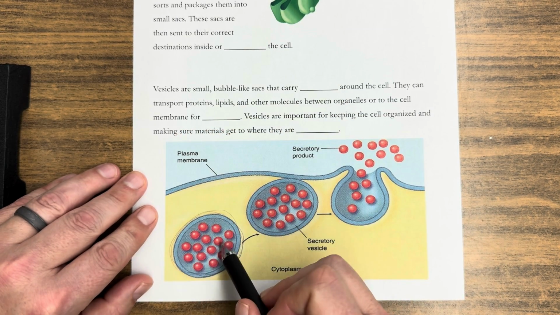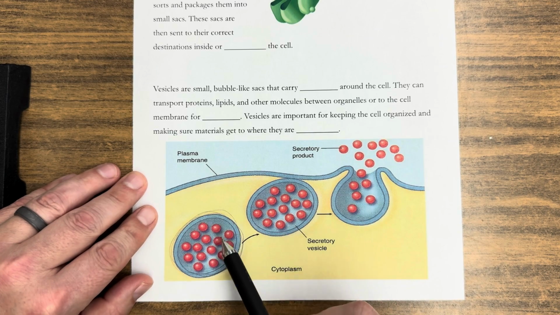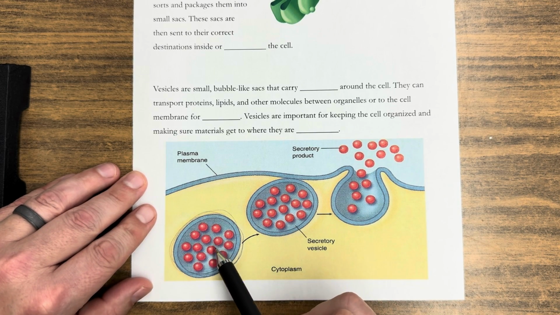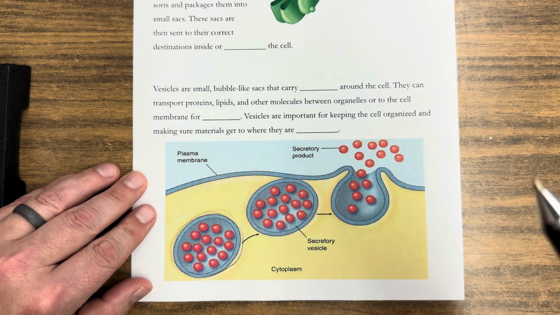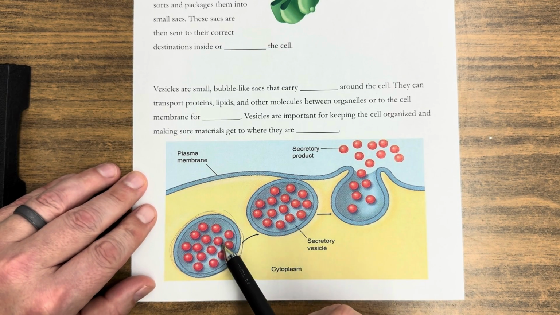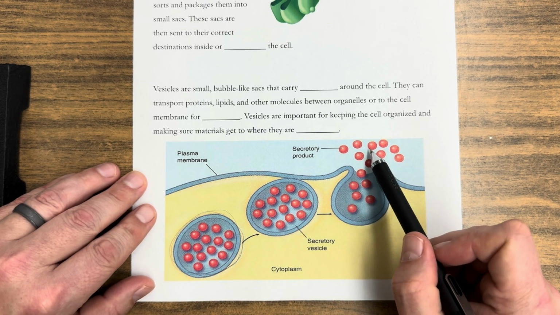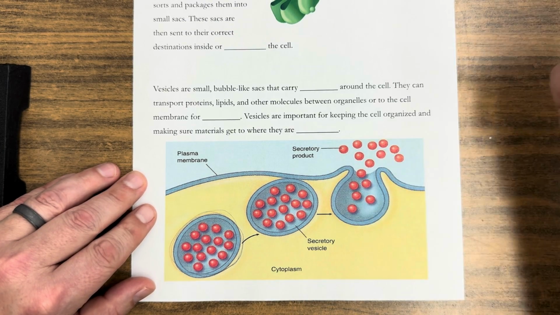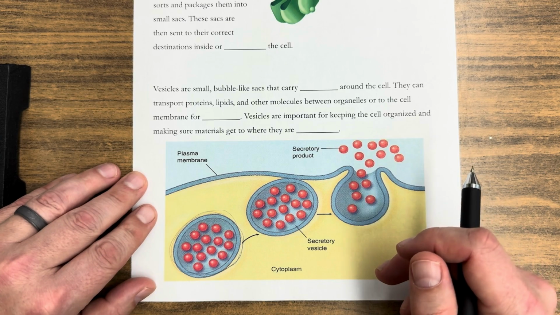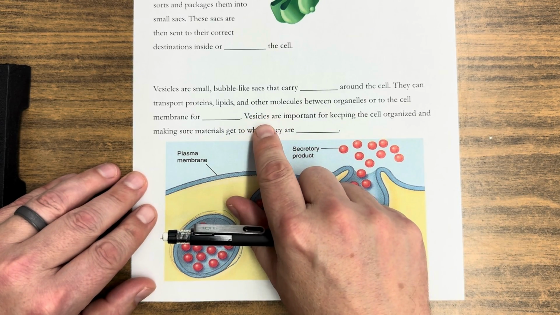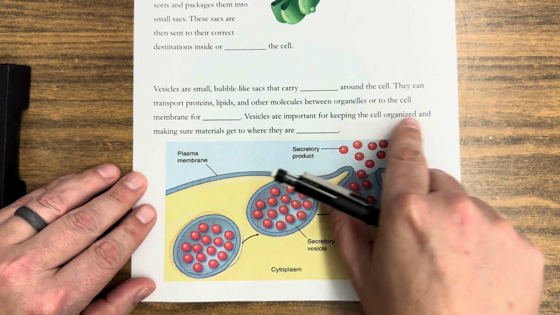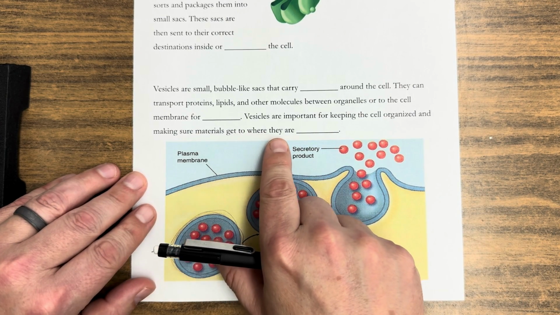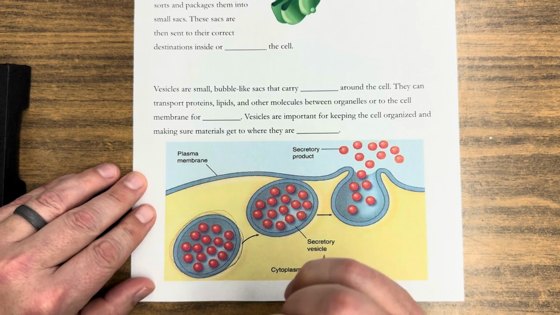So a vesicle might be taking these somewhere else, like maybe it's taking these proteins to the nucleus because it needs to be there, or on top of the nucleus for some reason. Or maybe these proteins need to be expelled from the cell to then send some further message to other cells. Vesicles are important for keeping the cell organized and making sure materials get where they are needed.